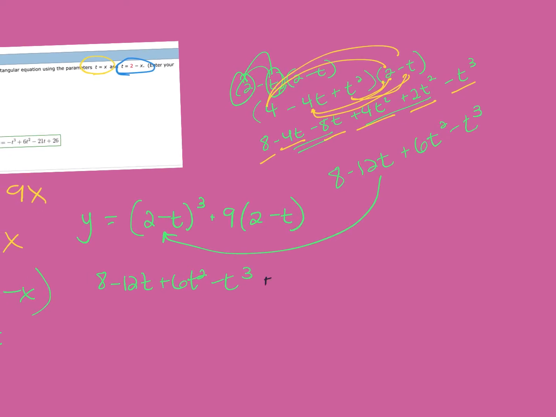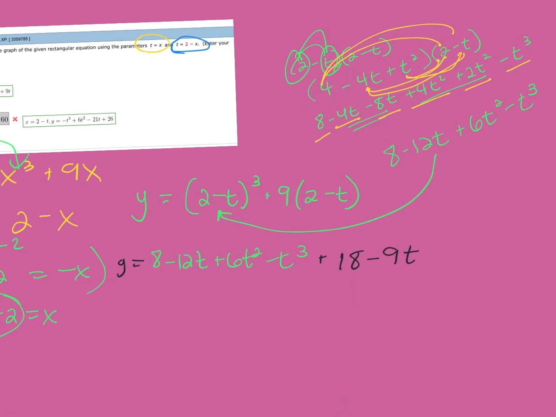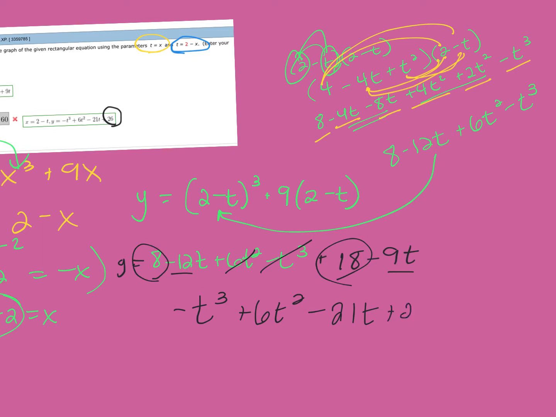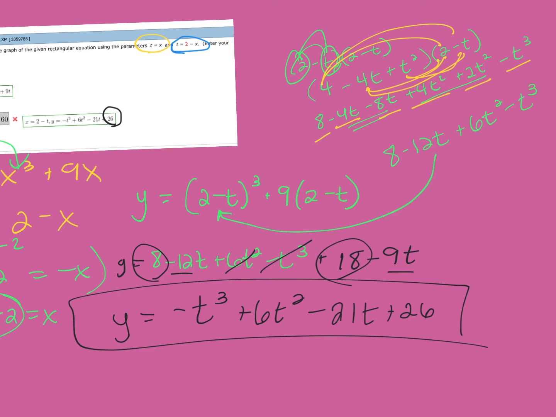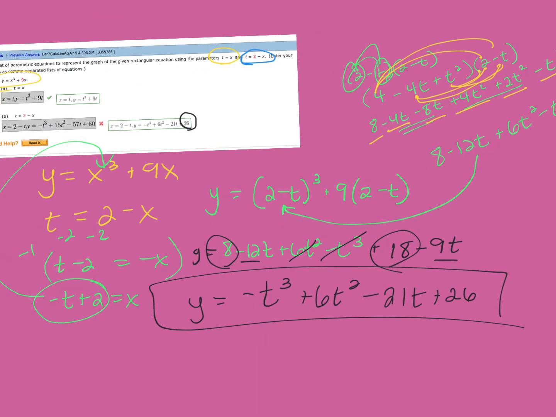Okay, and then plus 9 times 2, which is 18, minus 9t. This is what y equals. So then just combine your like terms here. They have it in decreasing degree order. So negative t to the third plus 6t squared minus 12 and minus 9 minus 21t, and then positive 8 and positive 18, positive 26. And then the x equals 2 minus t from this one. So you have to have both. Yeah, I put both.